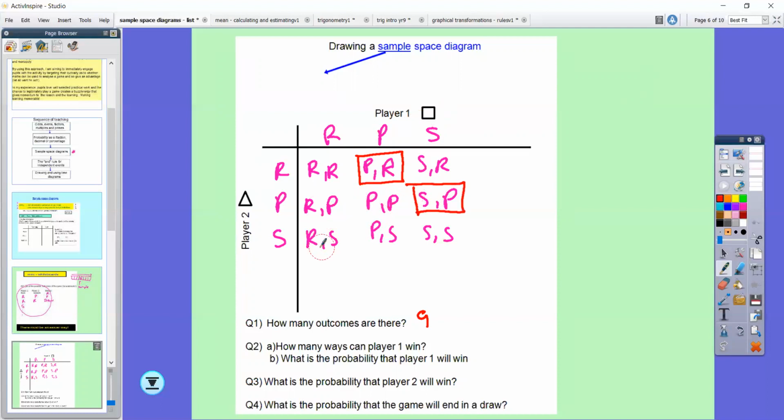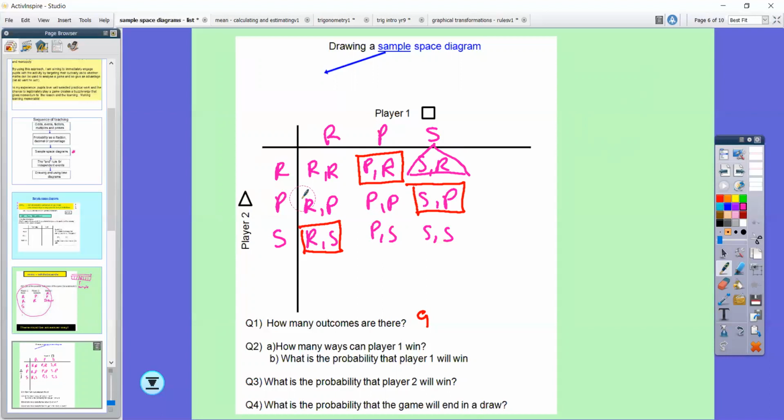And player one would win on this row: rock, scissors, no, paper, scissors, rock, scissors, rock, scissors. Sorry, rock, scissors. Yes, it's there, isn't it? Okay. Player two, we can use the triangle, or we could use a circle. I suppose it would be better, wouldn't it? A circle. Scissors, rock. Rock would beat scissors, wouldn't it? So we'd end up with that one there.